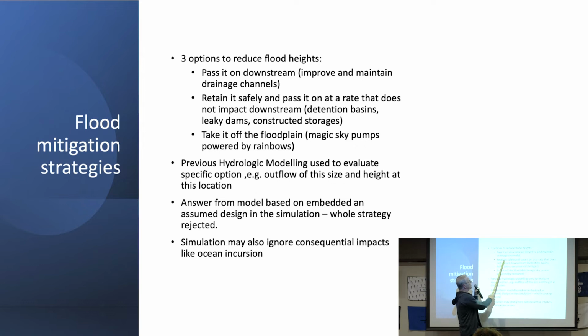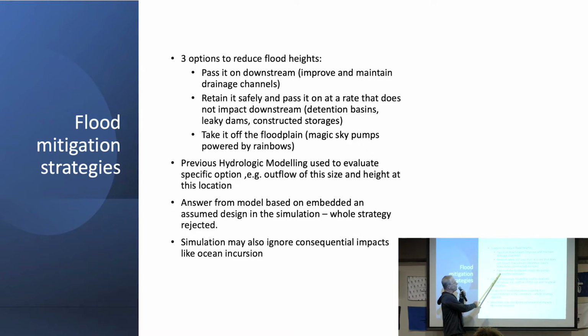The second one is we can retain it safely and pass it on at a rate that doesn't impact downstream. So that's common where you have these detention ponds, where you basically hold the water back, store it, and then have leaky dams that feed the water back into the system at a rate that the system can handle. There's not a lot of options there. There are some, but we can talk about that later.